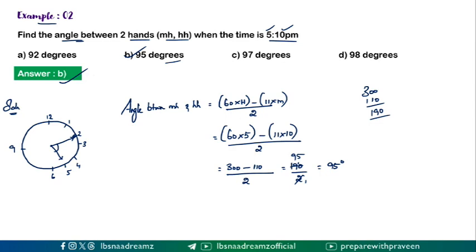Got it? So this is how you have to find the angle between two hands, that is minute hand and the hour hand. Now let us see example 3.